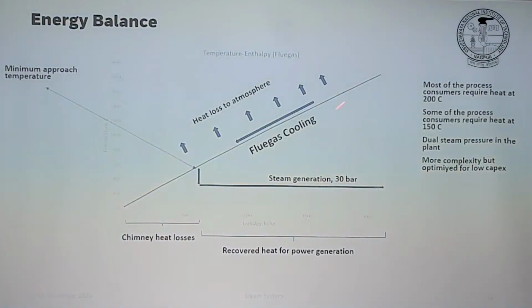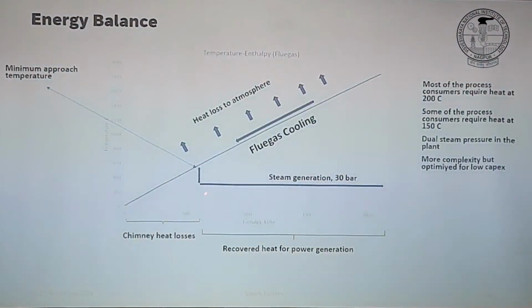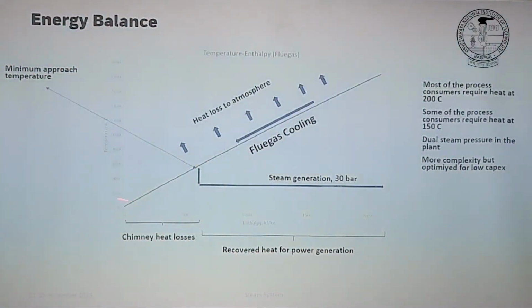So once again on the same TQ diagram, you could see that's the steam generation pressure. We already talked about this. If you move this line up, more will be the chimney heat losses, right? So for steam generation, you need high pressure, right? So for power production, if you are burning fuel, you will have a lot of chimney losses theoretically.